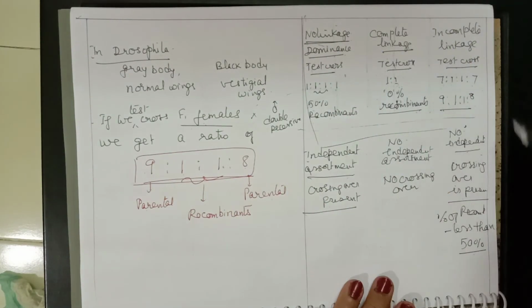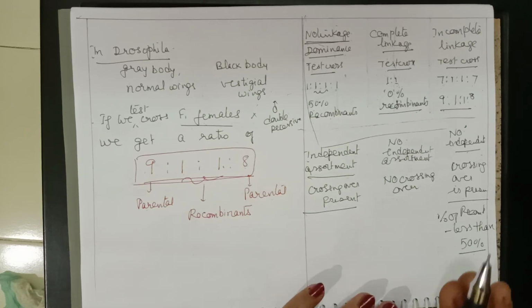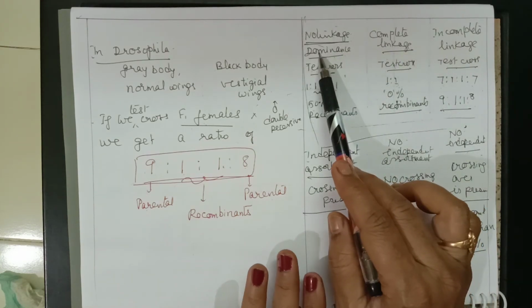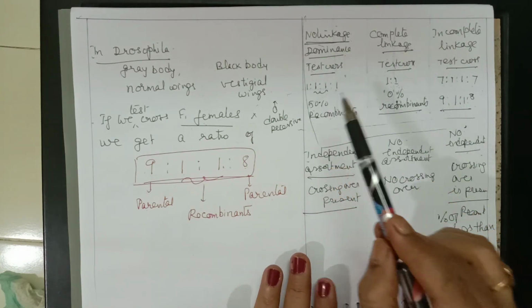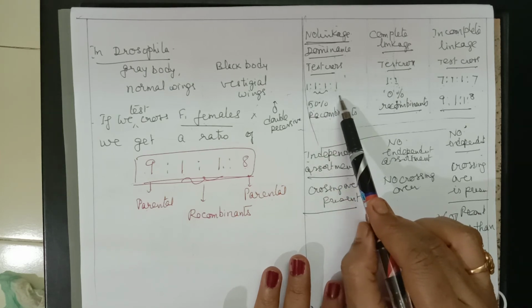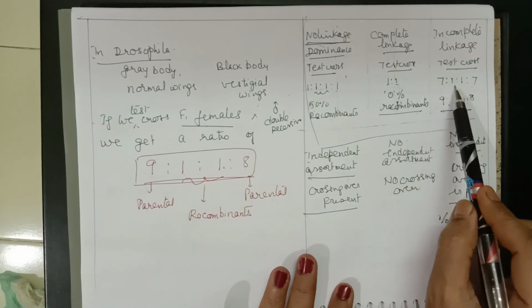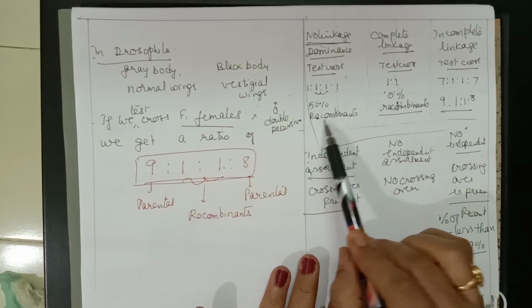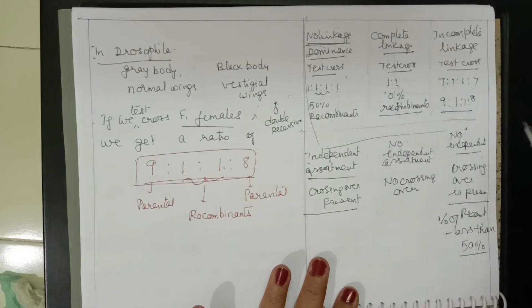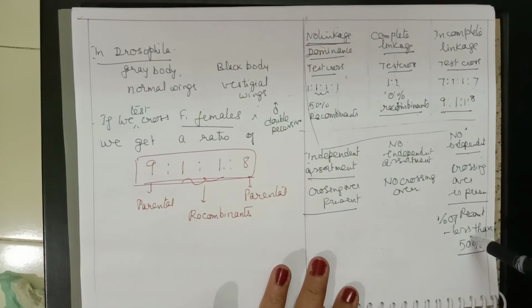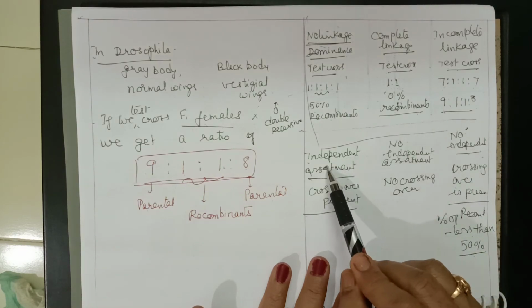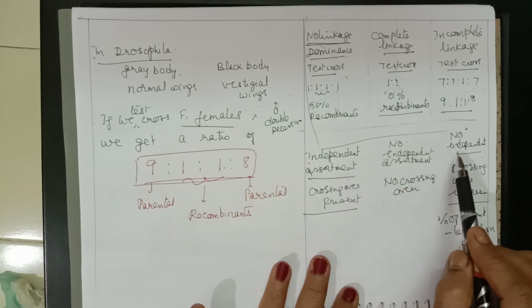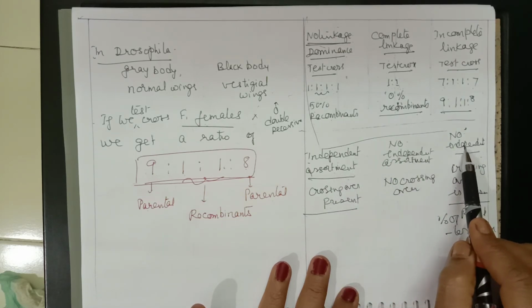So quickly, once again, I read these points. They are very, very important for the NEET exam. Comparing these three: first, no linkage, that is dominant in case of Mendel's, the test cross ratio is 1:1:1:1. Here there is 1:1, here 7:1:1:7. 50% recombinants are present if there is no linkage. Here 0% recombinants. Here we get less than 50% recombinants. When there is no linkage, there is independent assortment, and in both the other cases, there is no independent assortment.